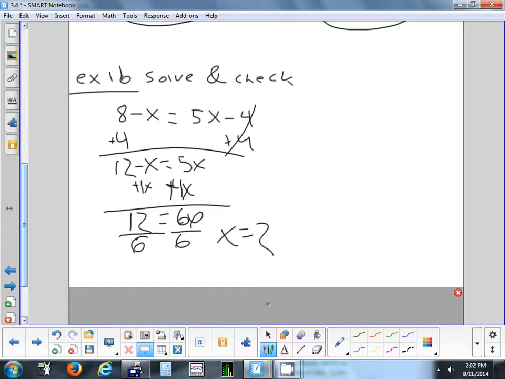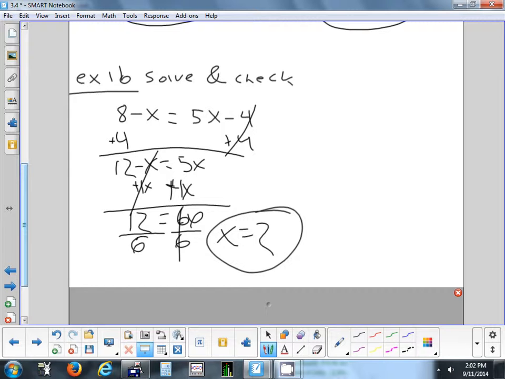So she added x on both sides. When you add x to x, negative x cancels out. When you add 5x and 1x, now you have 6x. And now the last step, she has a 6 in front of the x, so she divides each side by 6. 6 cancels. 12 divided by 6 is 2. That's perfect. So x is 2.